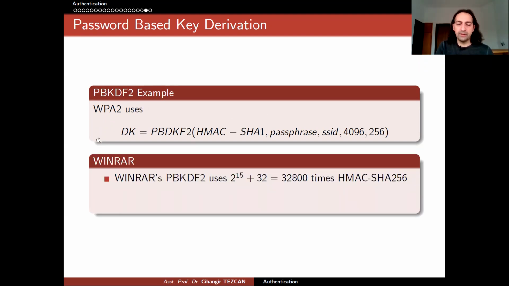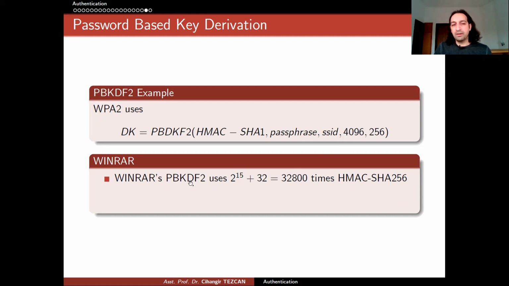And moreover, if you use WinRAR, you know, WinRAR is just used for compression, but you can also encrypt your files while compressing them. So in order to do that, you have to choose a password. So WinRAR also uses this function, but as you can see, they use SHA-256. So using SHA-2 is better than using SHA-1. And for this number, they actually choose 2 to the power 15, which is more than 32,000.